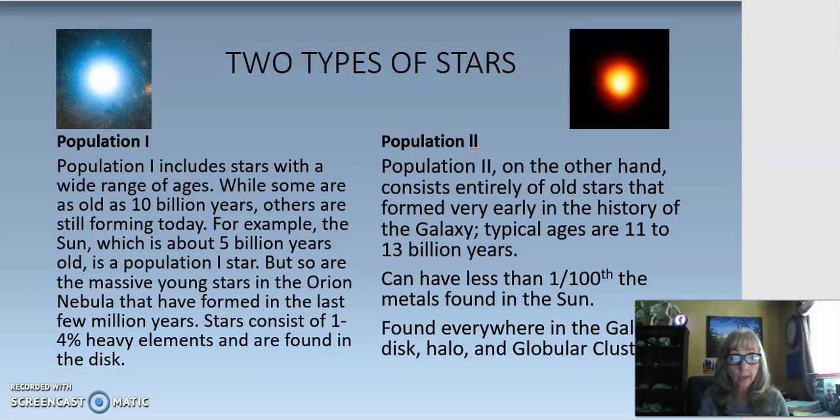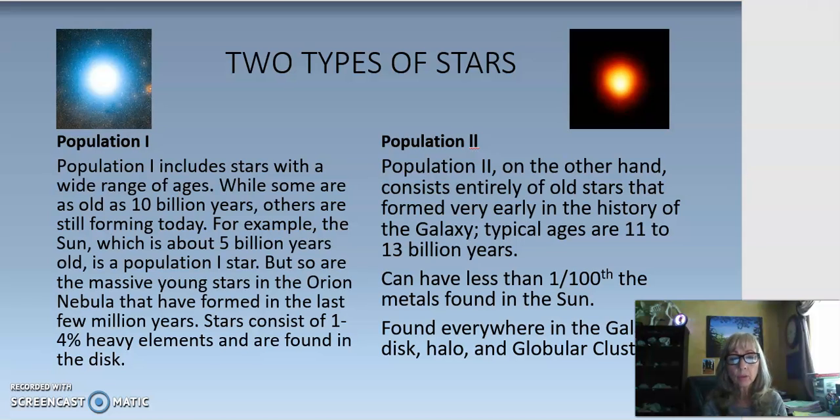So within our galaxies, we have two types of stars. We have the population 1 stars, population 2 stars. The population 1 stars include stars with a wide range of ages. While some are as old as 10 billion years, others are still forming today. For example, the Sun, which is about 5 billion years old, is a population 1 star. But so are the massive young stars in the Orion Nebula that have formed in the last few million years. Stars consist of 1 to 4% heavy elements and are found in the disk.